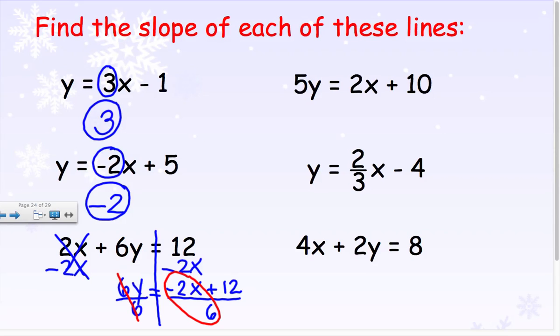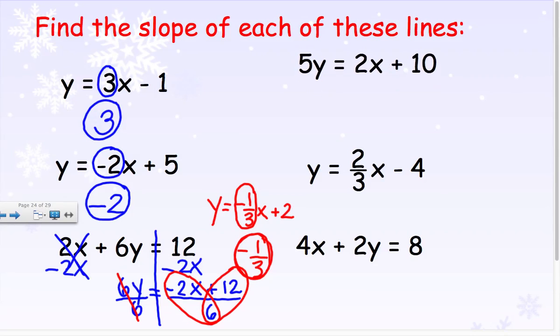I'm running out of space here, so I'm going to move right over here. Y equals negative 2 over 6 can be simplified to negative 1/3. 12 divided by 6 is positive 2. Now my equation is in slope-intercept form. The slope is negative 1/3, so that would be the answer. The slope of this equation would be negative 1/3.